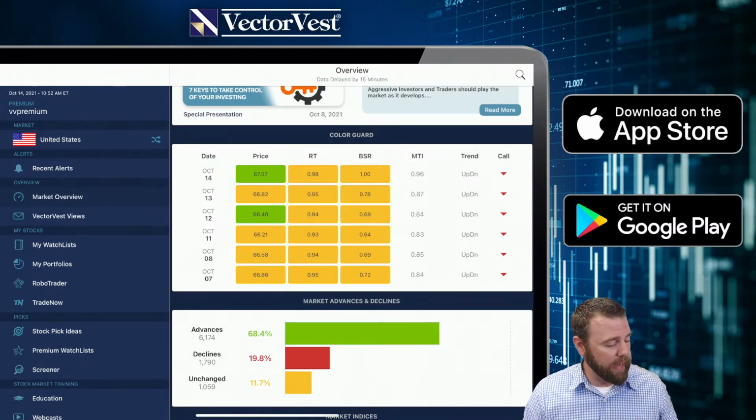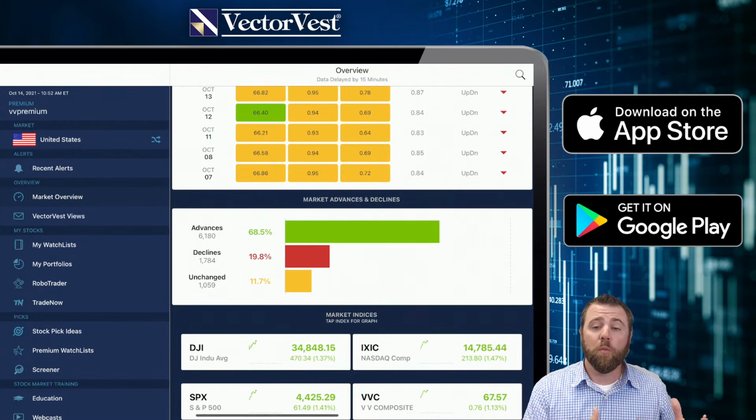So looking at the advance to declines, because we have a green light in the price column, we definitely want to take a look at the advance to declines to see if we get confirmation that today could be a day that we could enter into a stock or two.